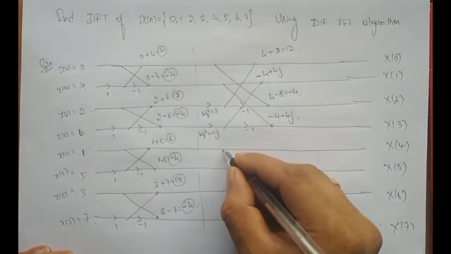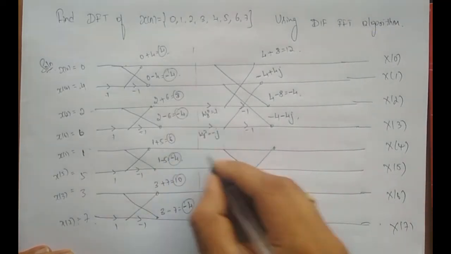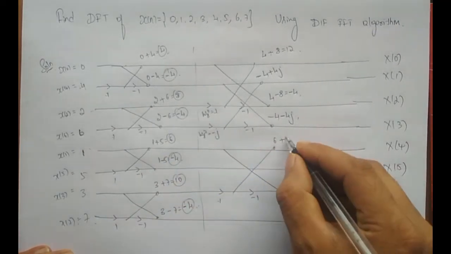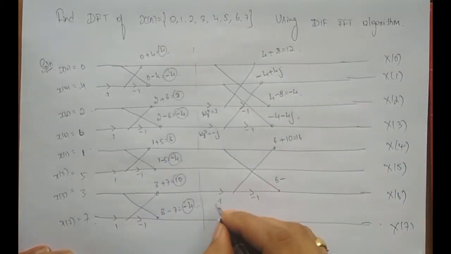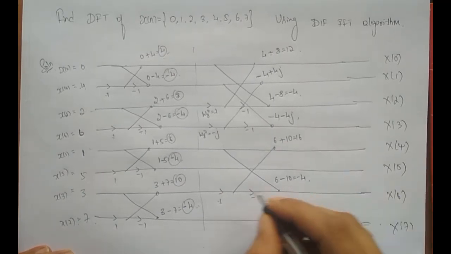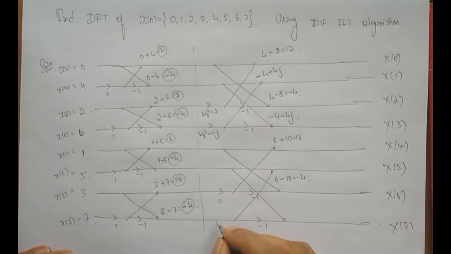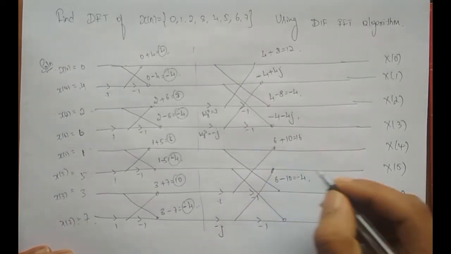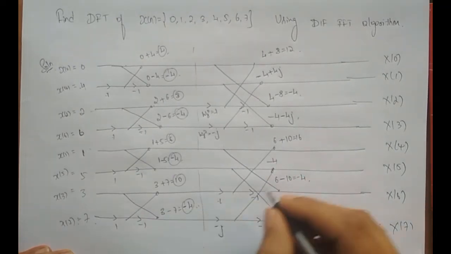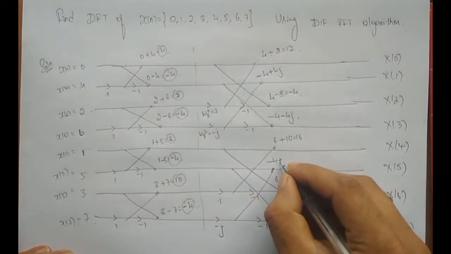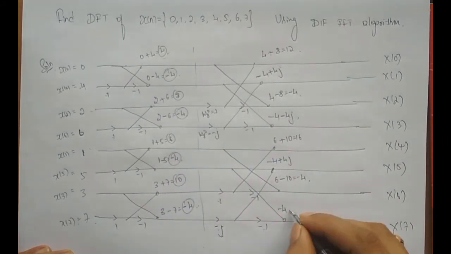Okay, and this butterfly pattern repeats here. So I have minus 1, this is 1. I have 6 coming here, added with 1 times 10, which is equal to 16. So I have 6 coming here, subtracted with 1 times 10, which is equal to minus 4. Minus 1, this is W8 power 2, which is equal to minus j. So I have minus 4 coming here, added with minus 4 times minus j, which is equal to plus 4j. I have minus 4 coming here, subtracted with minus 4j.